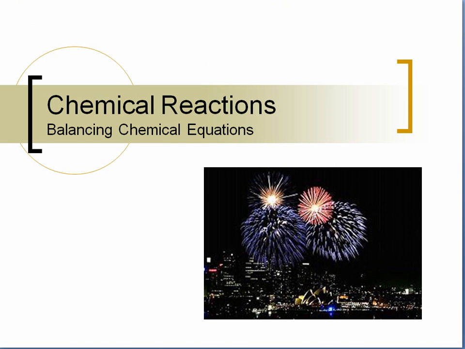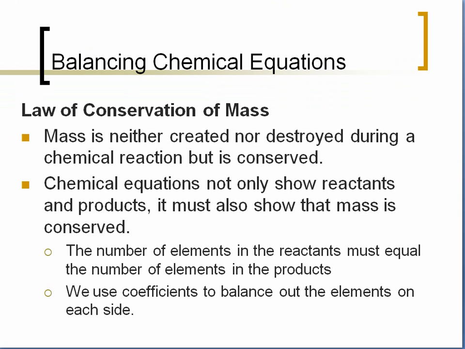So the whole basic idea behind balancing equations is that mass is conserved in a chemical equation. What that means is the mass before a chemical reaction equals the mass afterwards. So mass is neither created nor destroyed during a chemical reaction, but it is conserved. Chemical equations not only show reactants and products, but they must also show that mass is conserved.